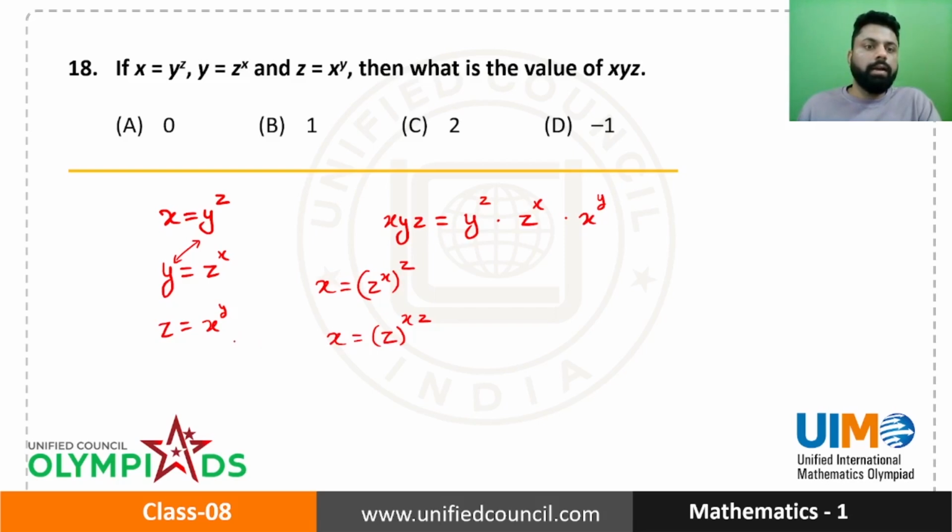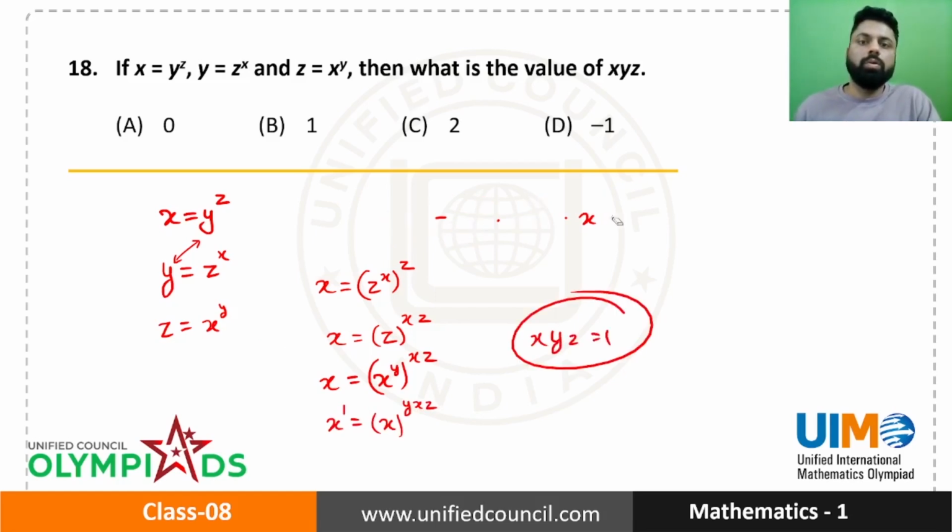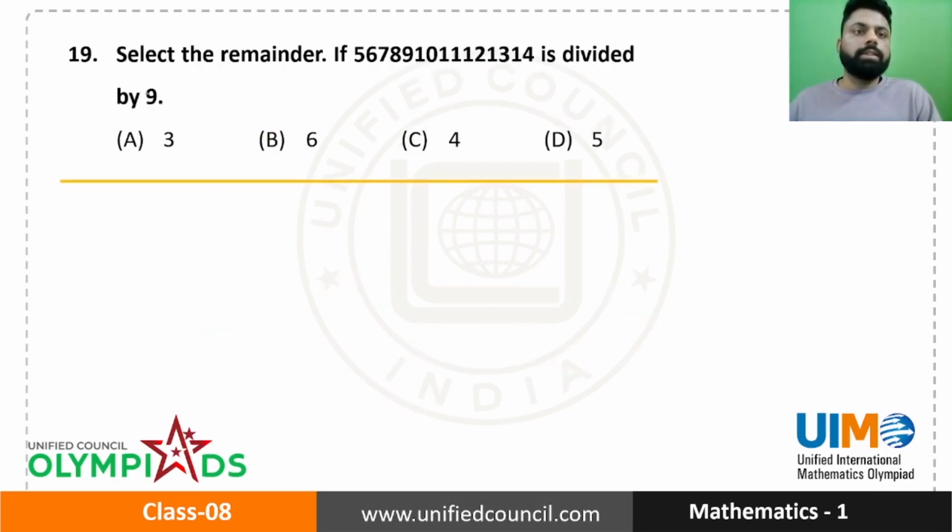Now instead of z, x is equal to (x to the power y) whole raised to the power xz. So x is equal to x raised to the power xyz. Here x to the power 1. So xyz is equal to 1. B option.